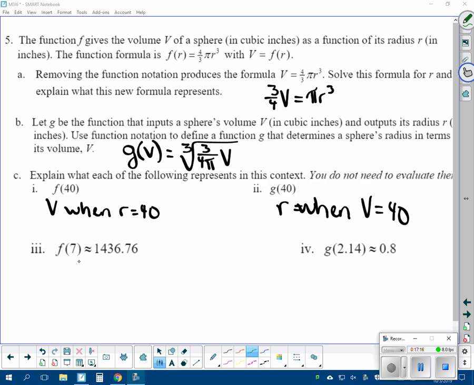Hurry up. And then these are the same things, they've just actually given you the numbers, right? So f of 7 would be the volume when your radius is 7, and g of 2.14 would be your radius when your volume is 2.14. Are we okay with that?